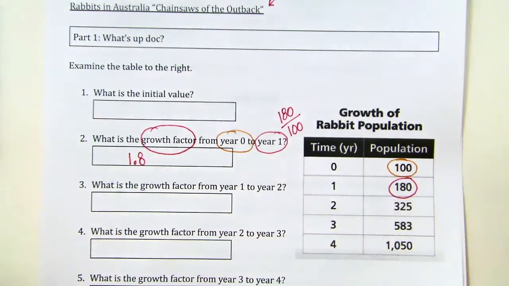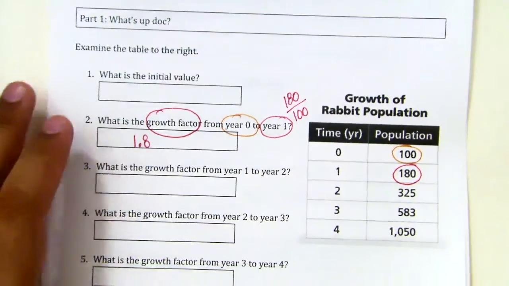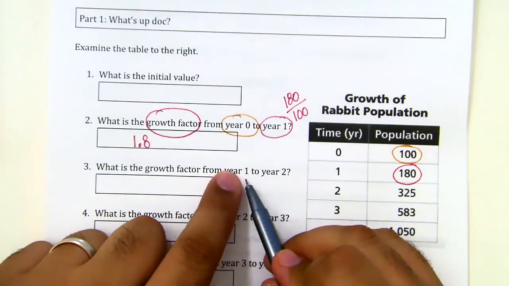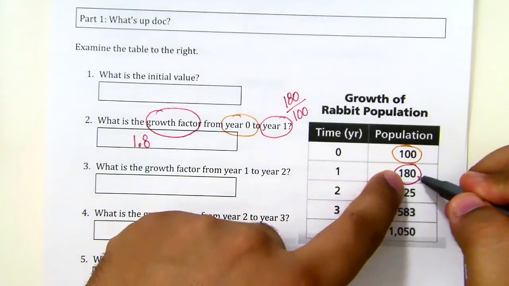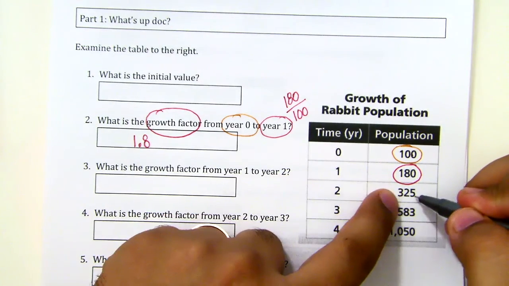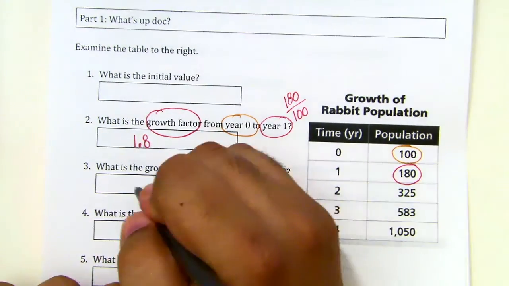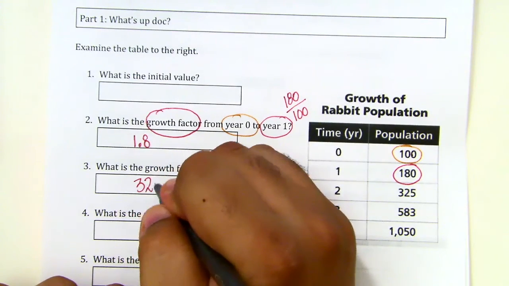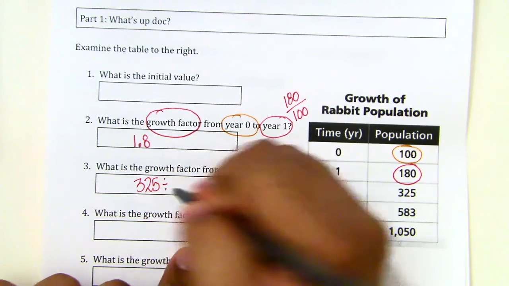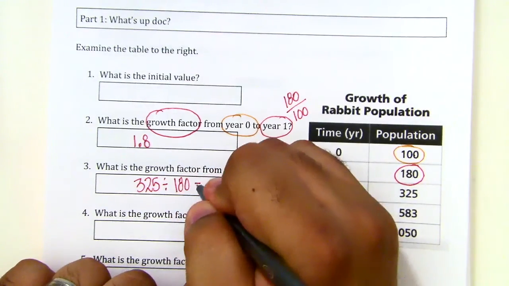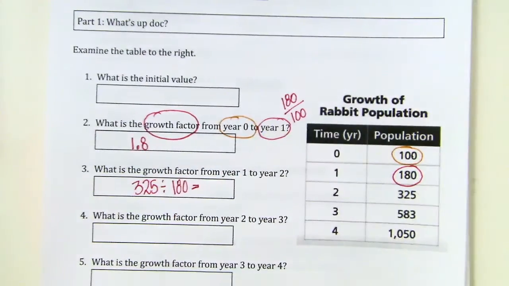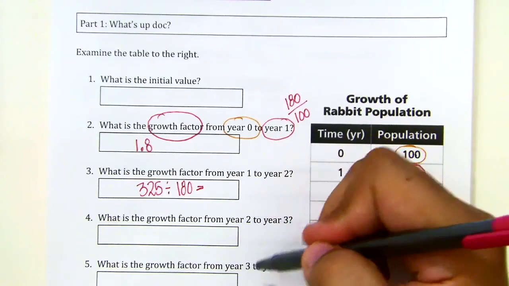So for the next one, again, you're doing the same thing over and over again. I say, what is the growth factor from year 1 to year 2? So now you're comparing year 1 and year 2. So you're going to do 325 divided by 180. And you're going to write down what you get, because that's from year 1 to year 2, right? Then you're going to do the same thing from year 2 to year 3, year 3 to year 4.